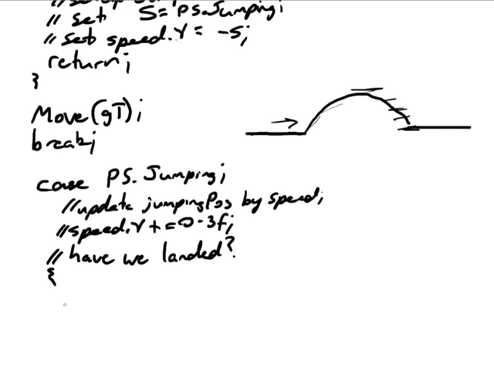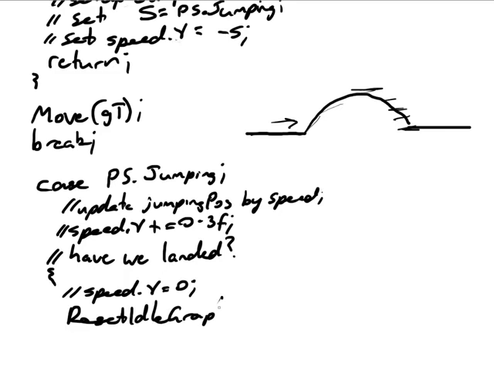which would mean stopping our speed, speed.y equal to 0, and we'd better reset our idle graphic. Boom. That takes care of you. Finishes off, break. But if we haven't landed, then I'm out of space. If we haven't landed, then we should animate our jump.